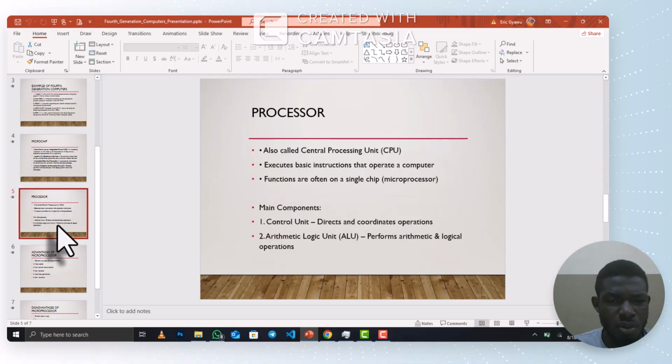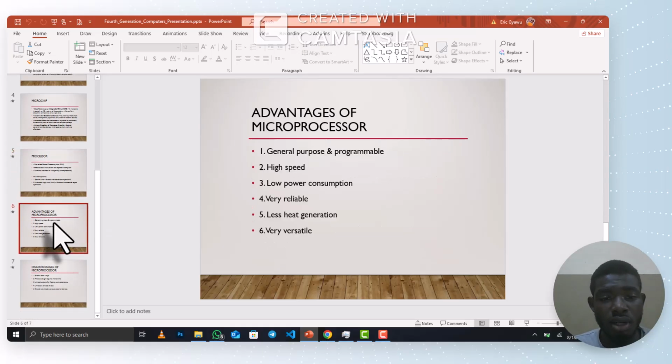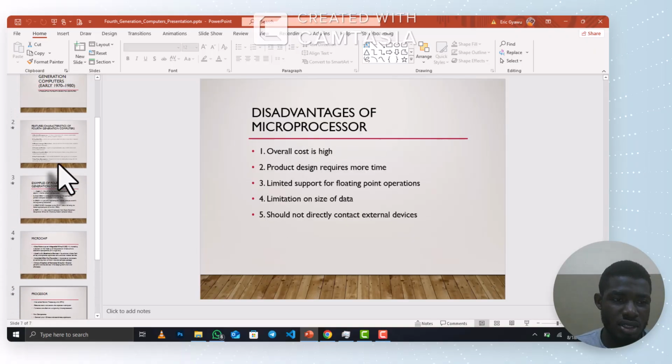The next one will be processors. We'll talk about the processors and their main components. Last but not least, we'll talk about the advantages of the microprocessor and the disadvantages of the microprocessor.